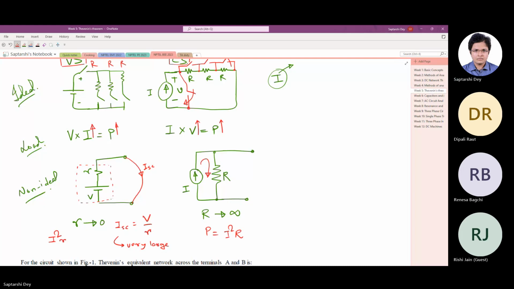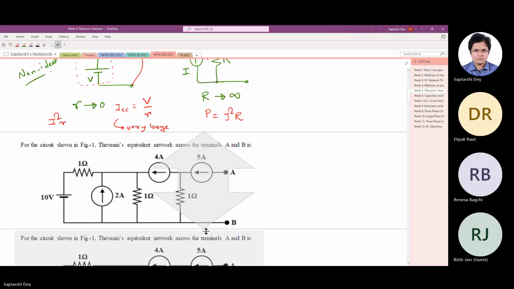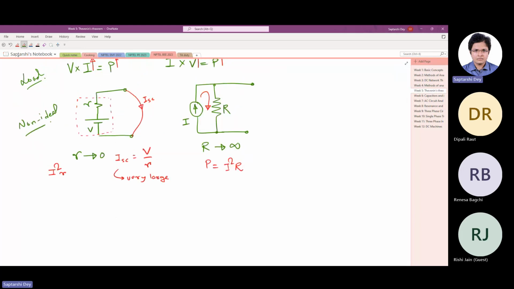So when the voltage source is not in use, you keep it open circuited, right? And when the current source is not in use, you keep it short circuited. Because what happens if you short circuit? If you short circuit, then the whole current I flows through this path, and the current through the shunt resistance is 0. Okay.